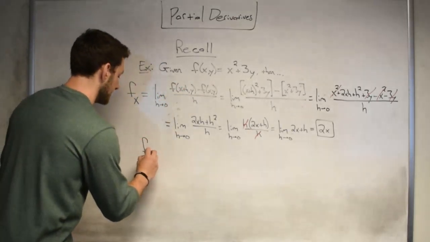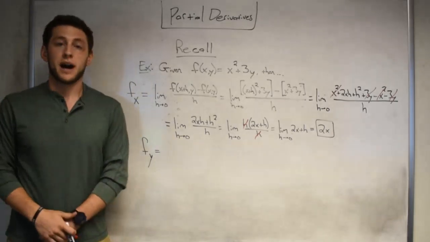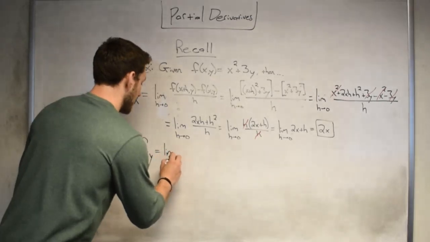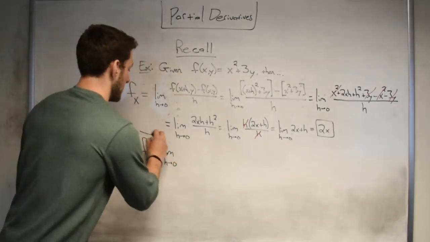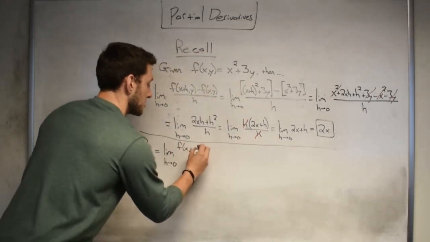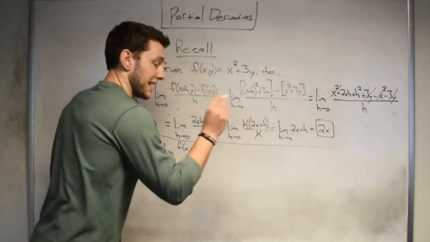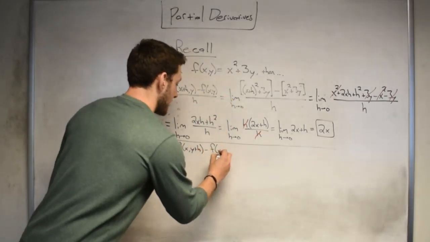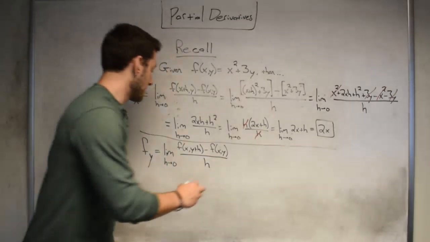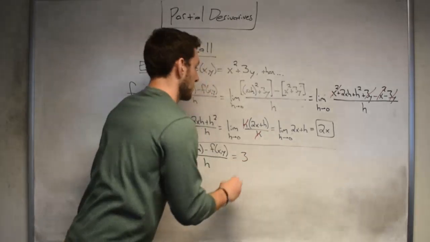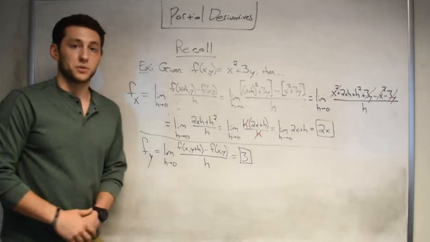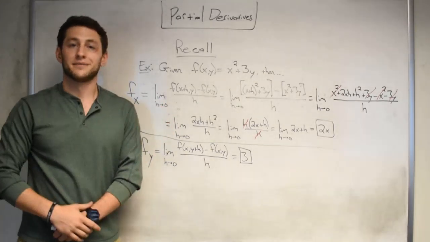Similarly, we could find f sub y. That would be the rate of change in the y direction. And this would be given by the limit as h goes to 0 of f of x comma y plus h, so putting the h on the y, leaving x alone, minus f of x comma y divided by h. If you carry out that process, this will give you an answer of 3. These will be what's known as your first partial derivatives, f sub x, f sub y.